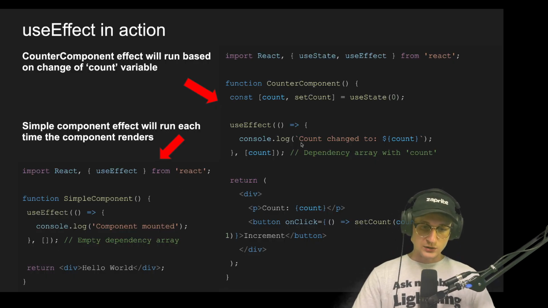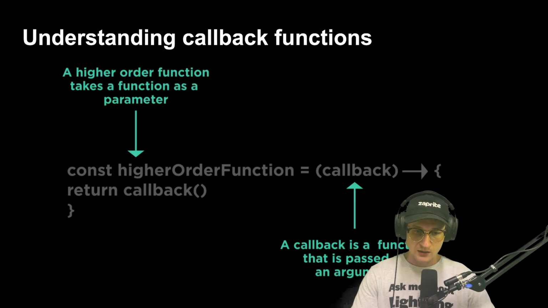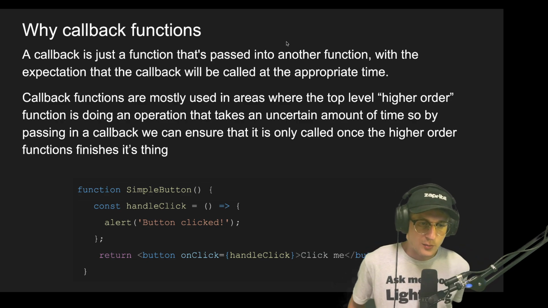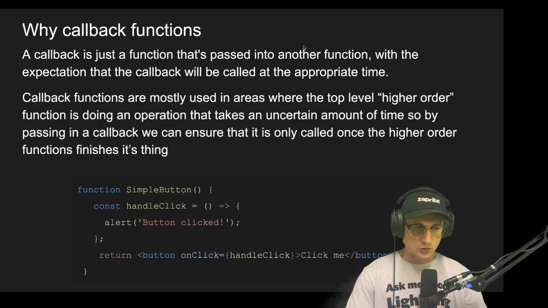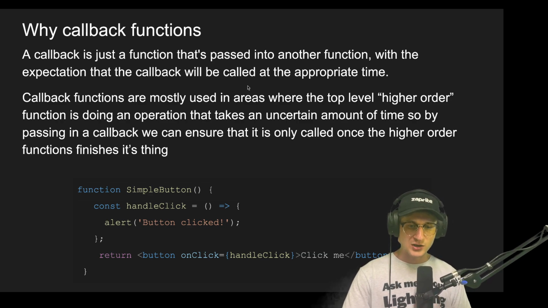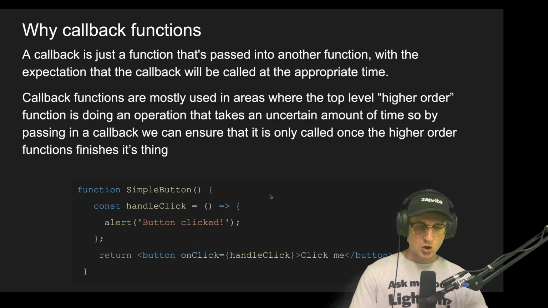And useEffect uses a callback, right? This useEffect is a hook where the first argument is actually an unnamed callback function, and the second argument is an array, as funny as it looks. So why callback functions? A callback is just a function that's passed into another function with the expectation that the callback will be called at the appropriate time. Callback functions are mostly used where the top level higher order function is doing an operation that takes an uncertain amount of time, so that we can call the lower level code right when we need to.